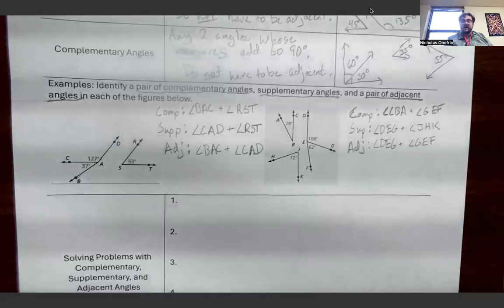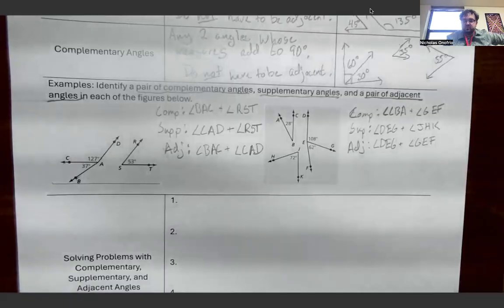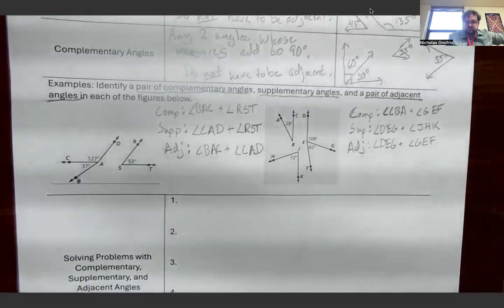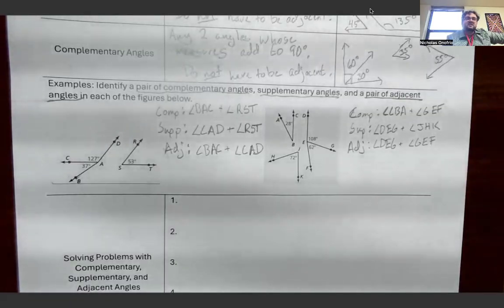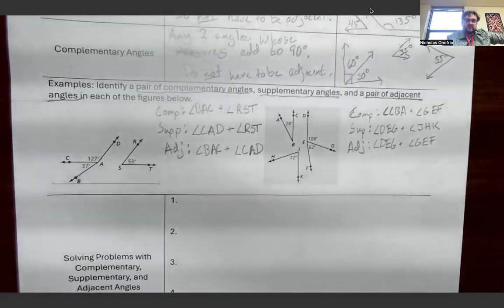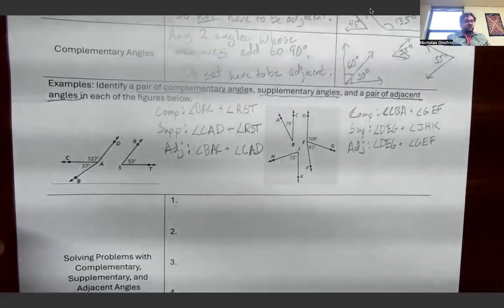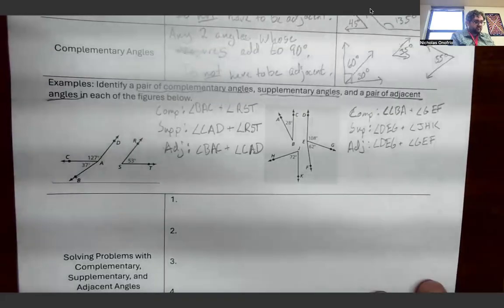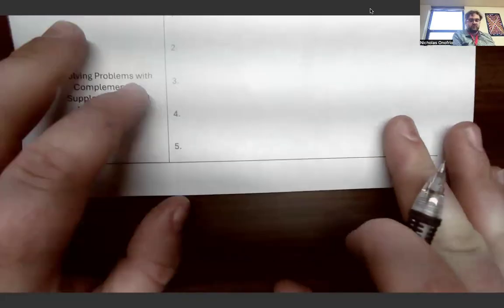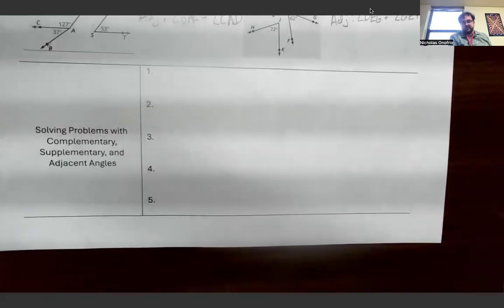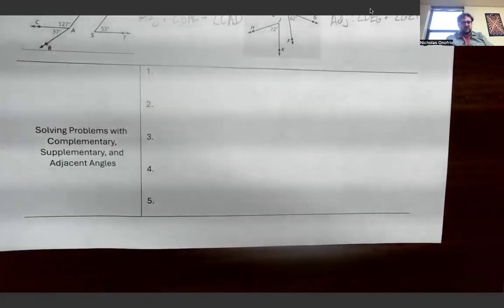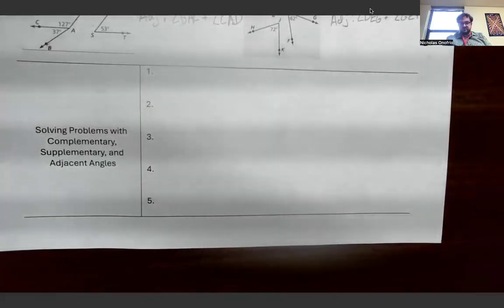All right, welcome back. Hopefully you got the answers I wrote on my piece here. If you didn't, take a second and check your math in the calculator, but we have to move on to our next session or our next piece. Your performance assignment is going to have you solving a lot of problems with supplementary, complementary, and adjacent angles.